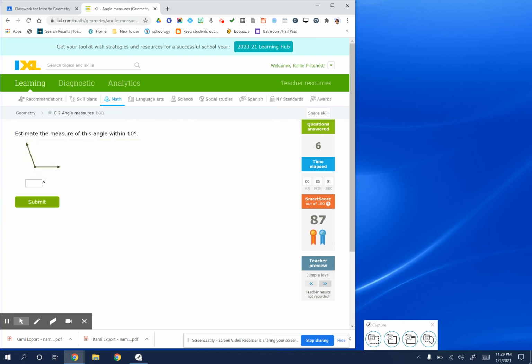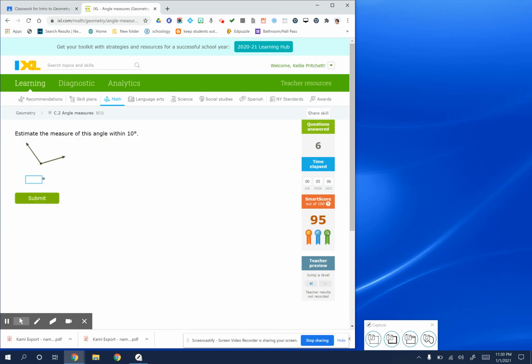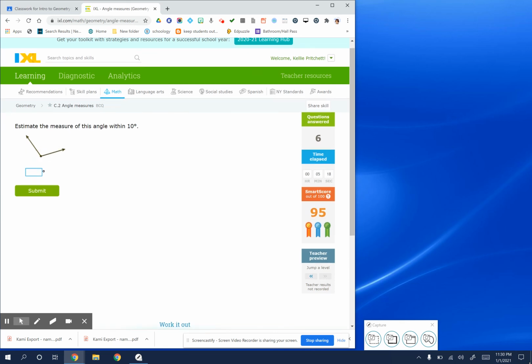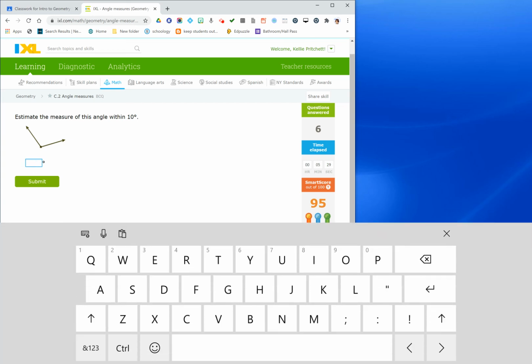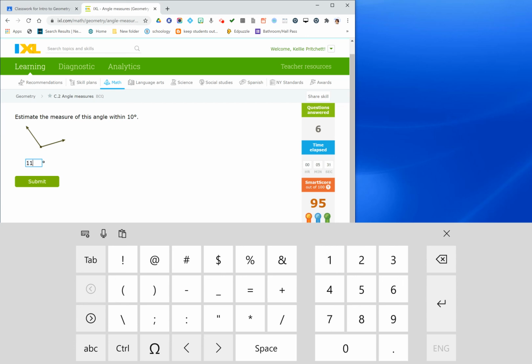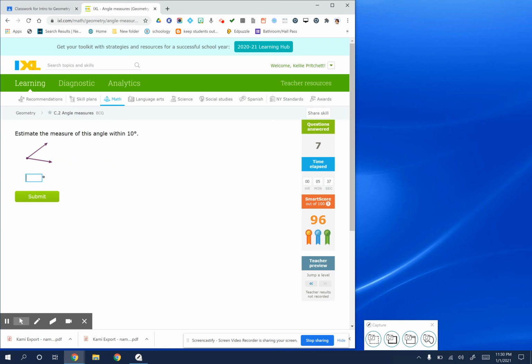All right, let's skip ahead to the challenge zone. Let's see if anything's different here. Same thing. You just got to get closer. It's in 10 degrees. So if I was looking at this, if I turn my paper so this is horizontal, my straight line would be about right here. It's very close to that line, but that line's a little further than 90 degrees. I might say like 110. Let's try it and see if I get it right. Terrific. And there we go. End of video.